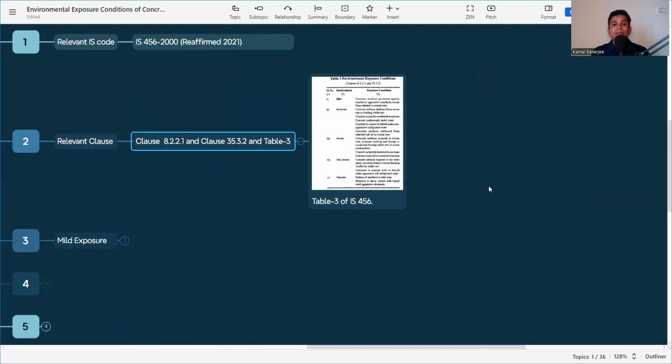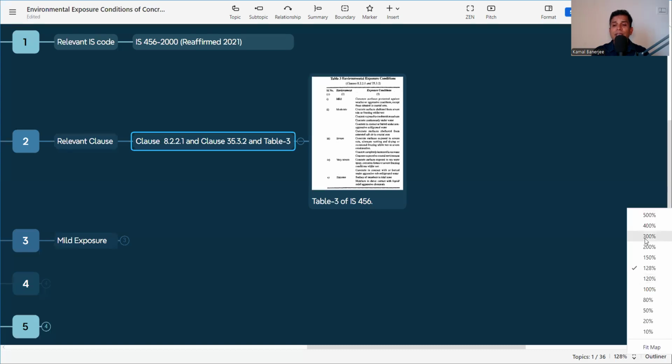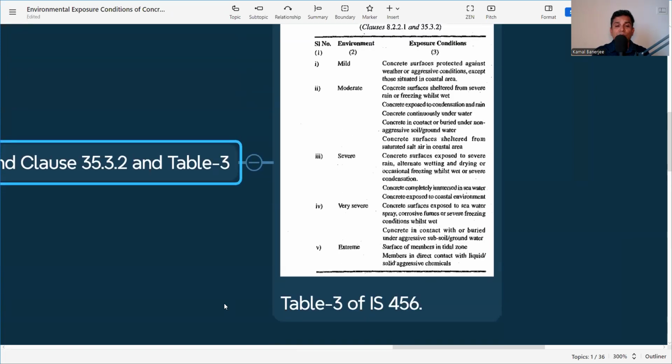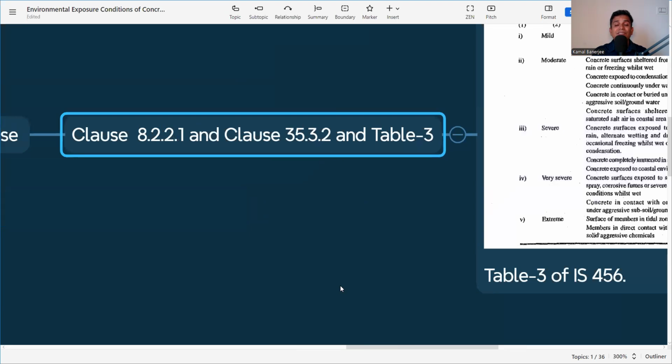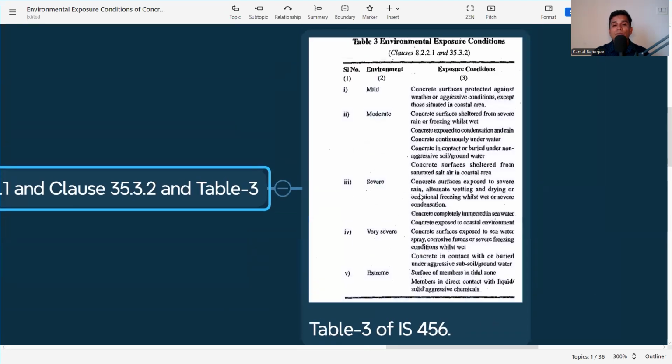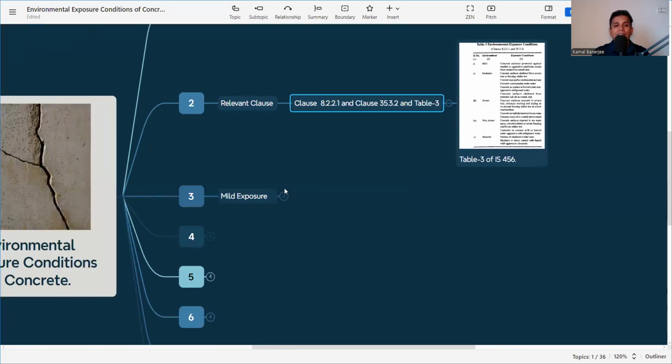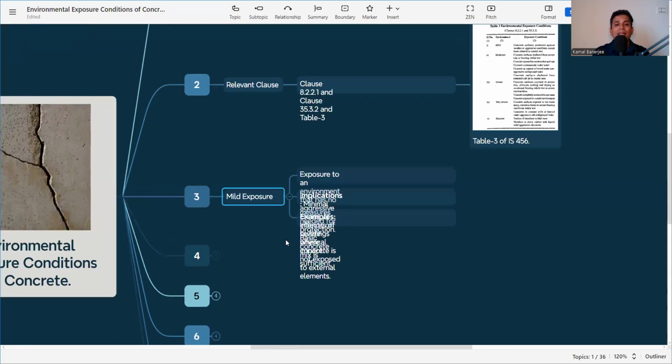In table 3, it is described that there are 5 exposure conditions: mild, moderate, severe, very severe, and extreme, according to the area and exposure condition of the earth. This is classified in IS 456 as mild, moderate, severe, very severe, and extreme. One by one we will discuss what is mild, what is moderate, what is severe, what is very severe, and extreme. First, we need to know what a mild exposure is.